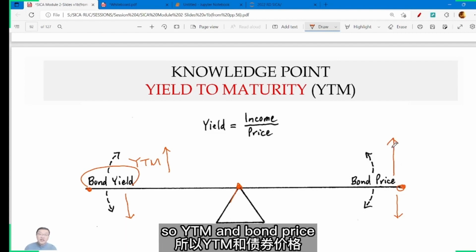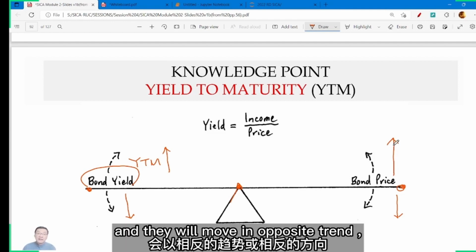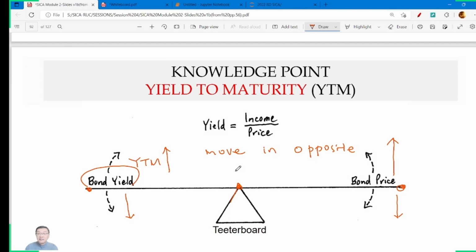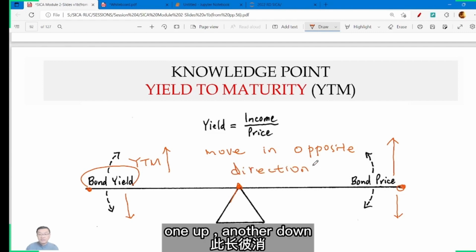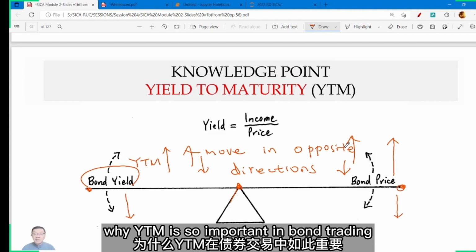So YTM and bond price are on the two sides of the board, respectively, and they will move in opposite directions. One up, another down. One down, another up. So this figure demonstrates why YTM is so important in bond trading.